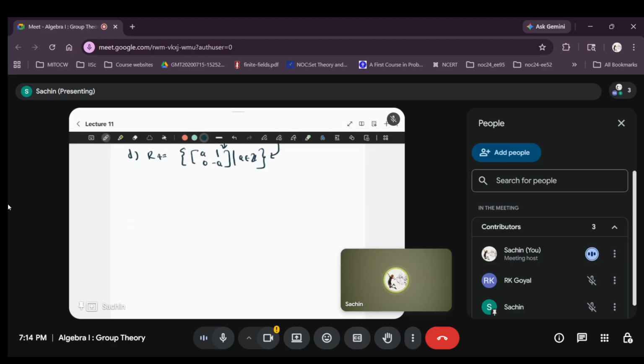Okay, then the next question is, which of the following statements are always true in any ring R? First statement is A square is equal to A for every A in R.